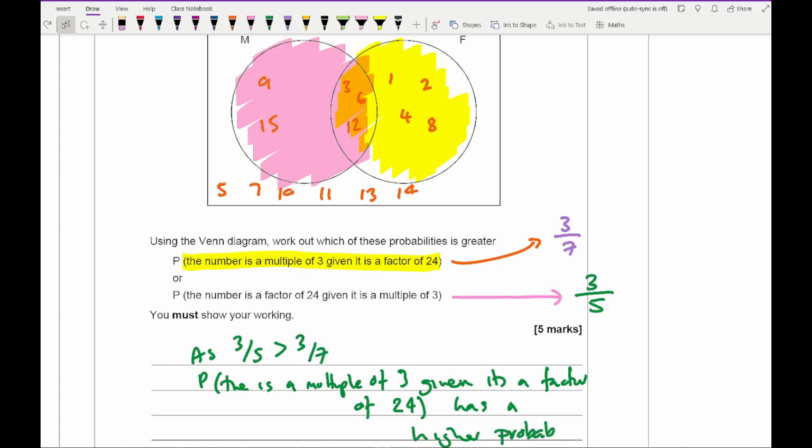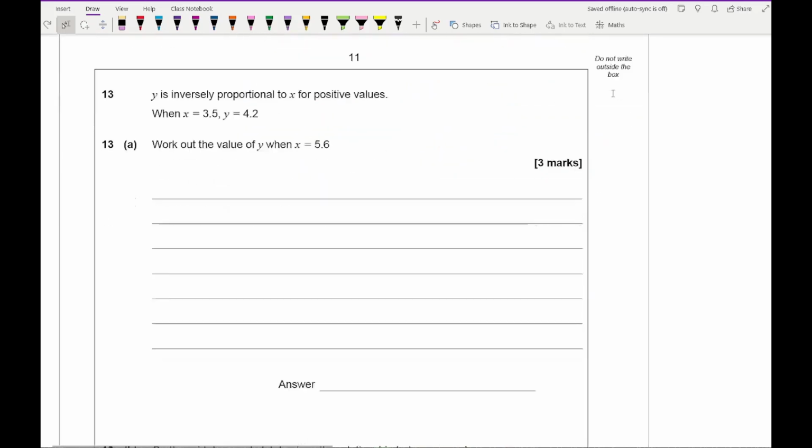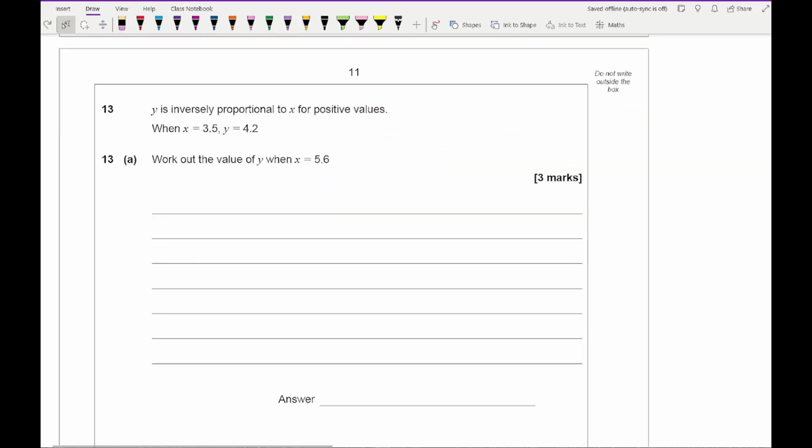And there we go. Moving on to question 13, it says y is inversely proportional to x for positive values. When x is equal to 3.5, y is equal to 4.2. Work out the value of y when x is 5.6. So this is an inverse proportional question.